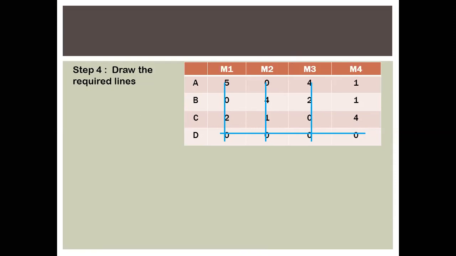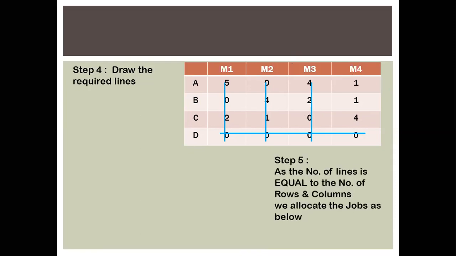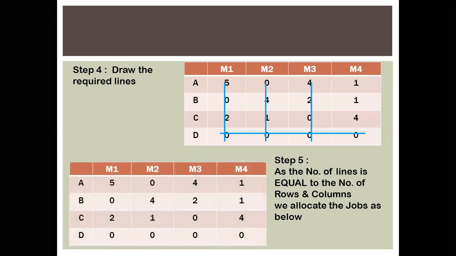Now what is your conclusion, class? All the zeros are covered. But what about the lines? Are they equal to the rows and columns or not? So what's your conclusion? As the number of lines is equal to the number of rows and columns, we allocate the jobs as below. So this was the matrix which we derived.